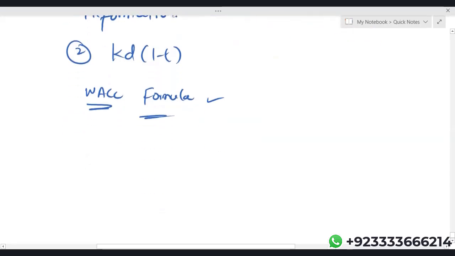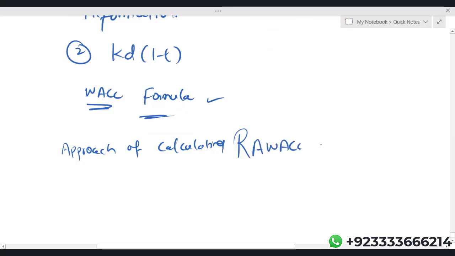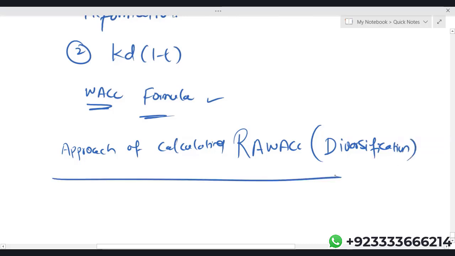The main thing now is the approach of calculating risk adjusted WACC in case of diversification. That is very important. Approach of calculating risk adjusted WACC in case of diversification. Let's say we are diversifying.